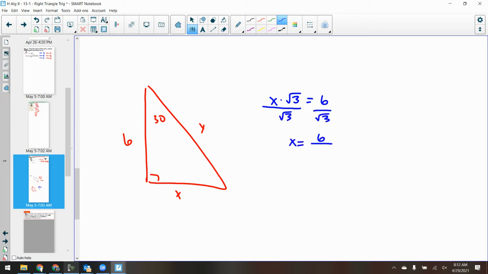I just made this up. This is not anywhere in the guided notes. I just want to show you an example where you would have to divide by a radical in a 30, 60, 90, because that is a case. I do have to do that sometimes. And then I would have to rationalize to get 6 radical 3 over 3, so 2 radical 3.